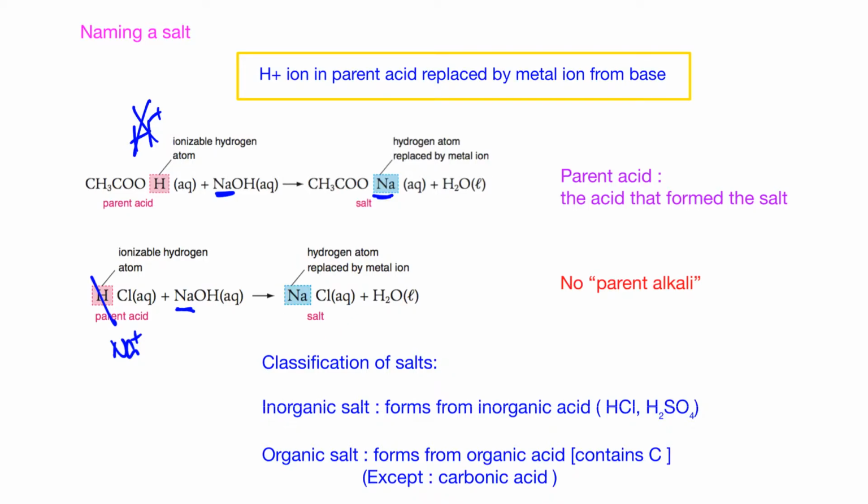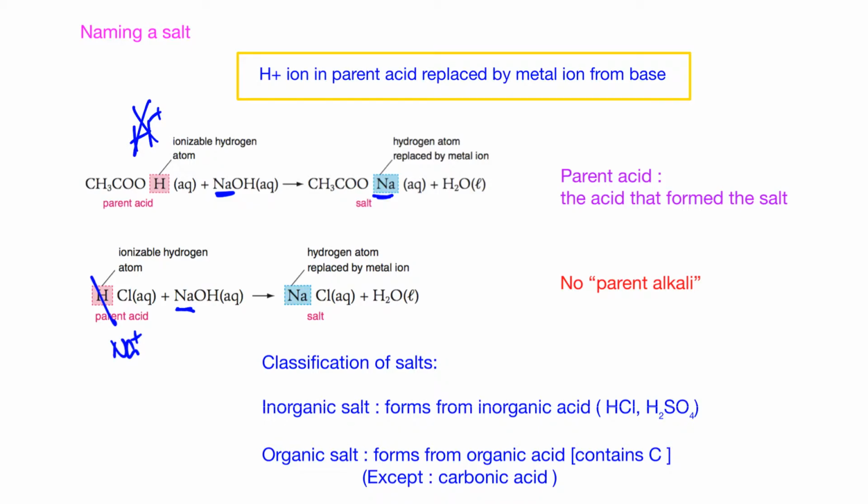Okay, but remember that we only have parent acid. When we look at a salt, we can think about what acid it comes from. We also think about the alkaline that it comes from. However, we only name the acid as parent acid. There is no parent alkaline. So based on this, whenever we are given a salt, you will be able to predict what kind of acid it is coming from.